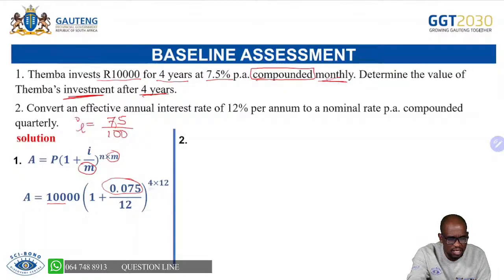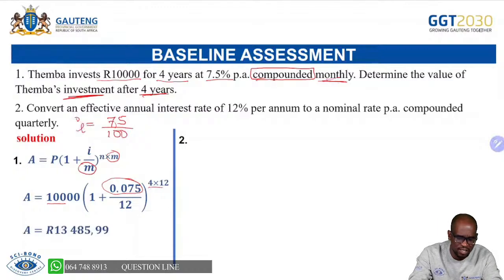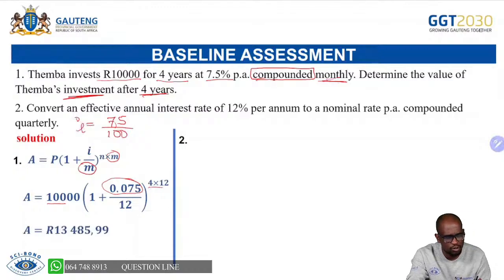And then it means that in 4 years, we would have done it 4 times 12 because we are doing it every month. So we would have done it 48 times. Putting that in your calculator, you get that the amount is 13,485.99. So this would be the accumulated amount. That is the money that Temba will get afterwards.